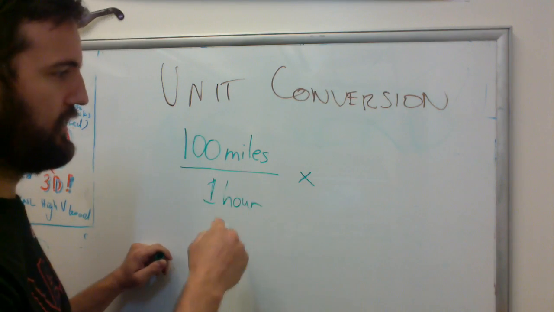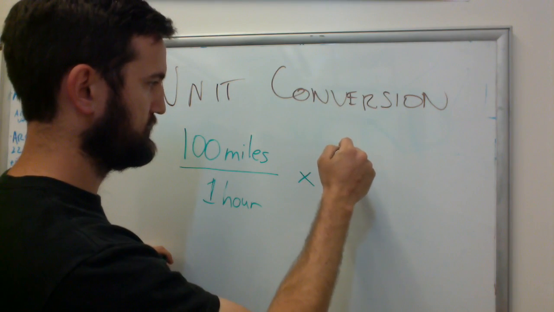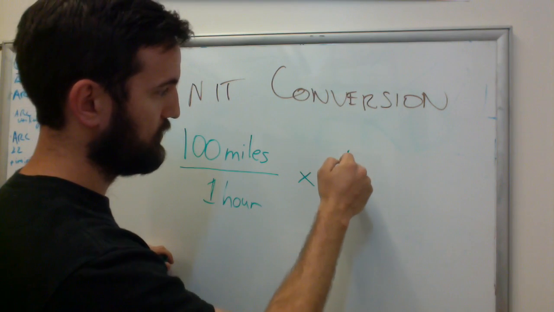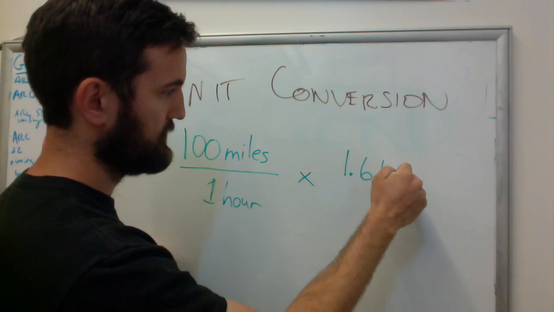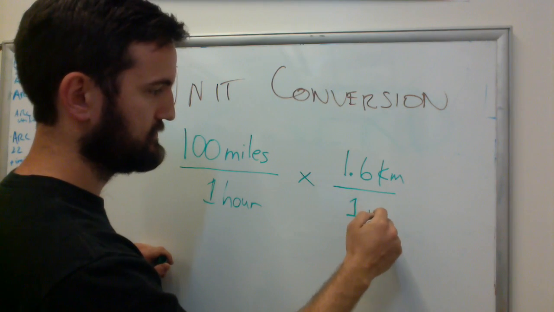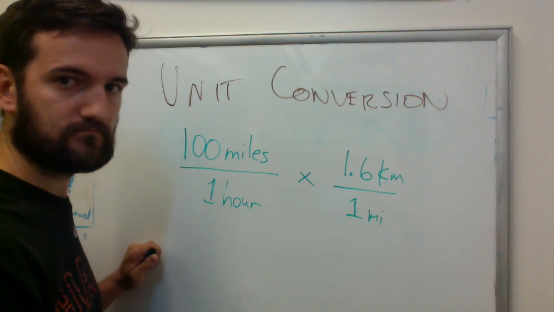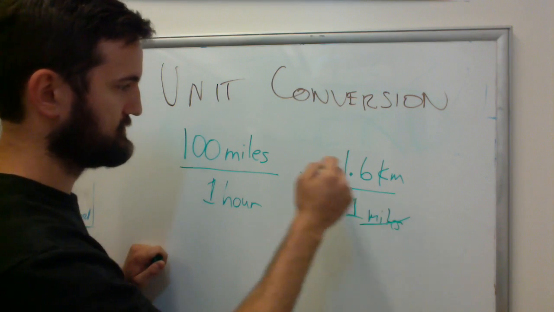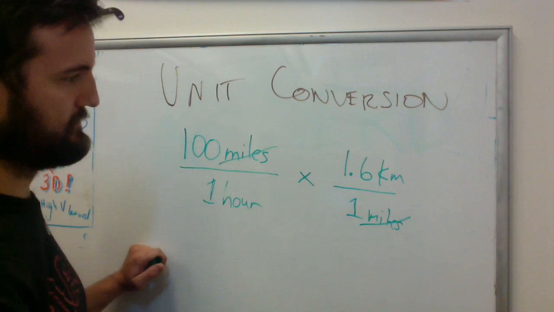So let me show you what I'm talking about before I confuse you. So 100 miles per hour times, let's see. Oh, and then I looked this up on Google. There are 1.6 kilometers in every mile. There's 1.6 kilometers per mile. Well, guess what? Miles is now at the bottom of the equation and at the top, so I can cancel that out.